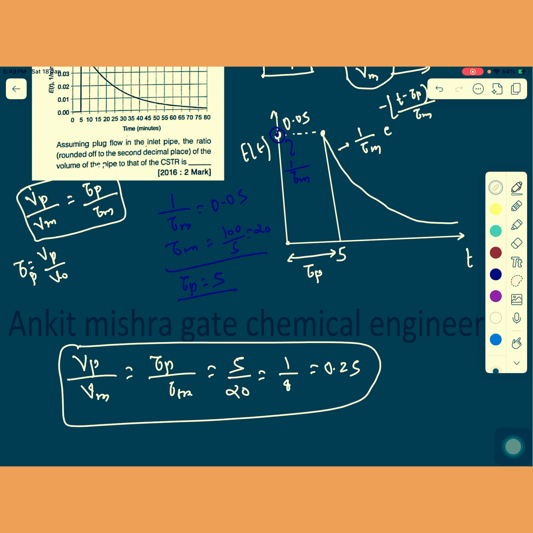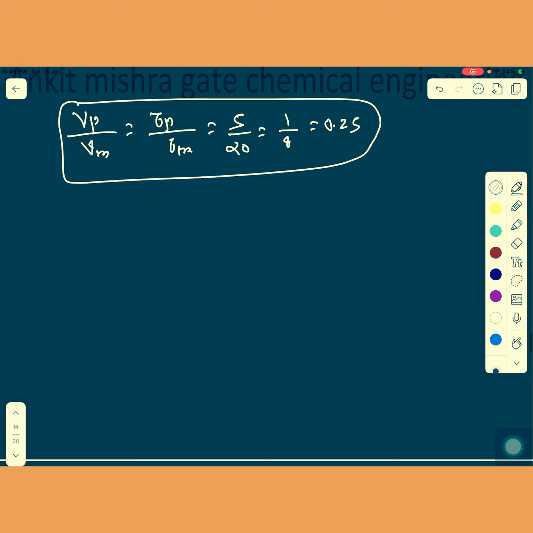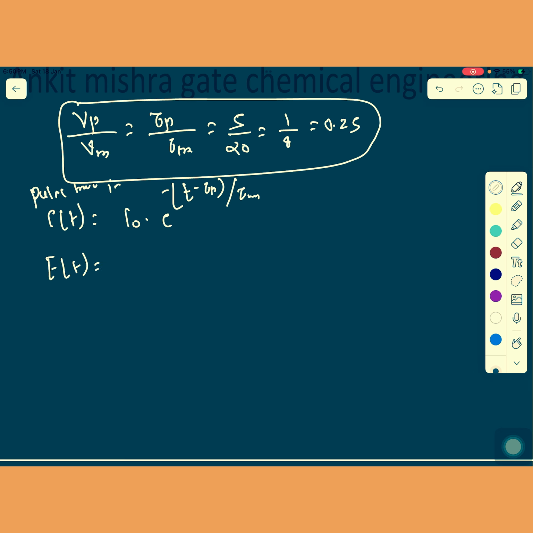Again, you can see repeatedly the questions are coming from a CSTR connected with a PFR, and sometimes they give it in terms of concentration, sometimes in terms of the exit age distribution function with time. The formula is more or less the same, but you have to understand it. Let's say for a PFR connected to a CSTR with pulse tracer input, C(t) is equal to C naught times e to the power minus (t minus tau p) divided by tau m. So the exit age distribution function can be written as what?